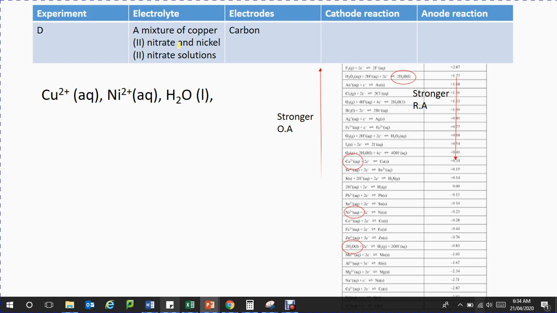Again, the reaction is just going to occur between the stronger oxidizing agent and the stronger reducing agent. My water will be oxidized as it's the stronger reducing agent, and my copper 2 plus aqueous will be reduced as it is the stronger oxidizing agent. So this will be oxidized at my anode, and my copper 2 plus will be reduced at my cathode.